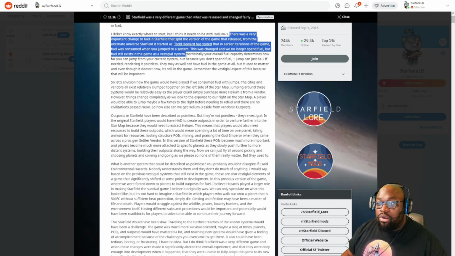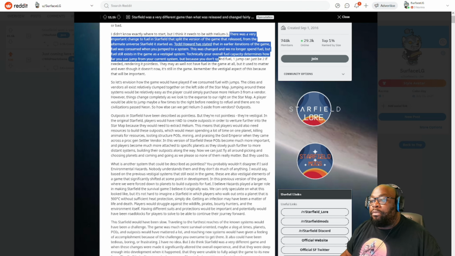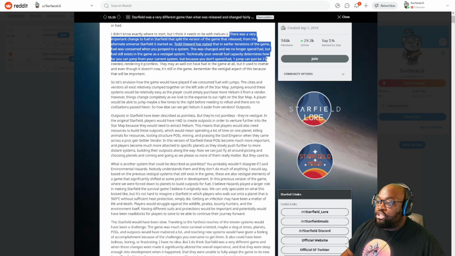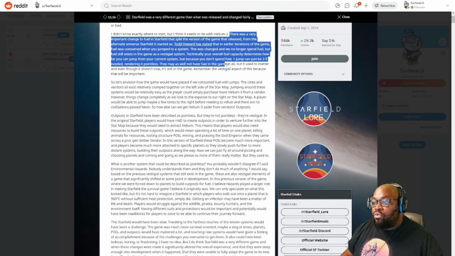When you go to look at the way in which your ship is being built, there's something off on the side that lets you know what your fuel economy is. Technically, your overall fuel capacity determines how far you can jump from your current system, but because you don't spend fuel, one jump can just be two if needed, rendering it pointless. They may as well not have the fuel in the game at all, which is true.